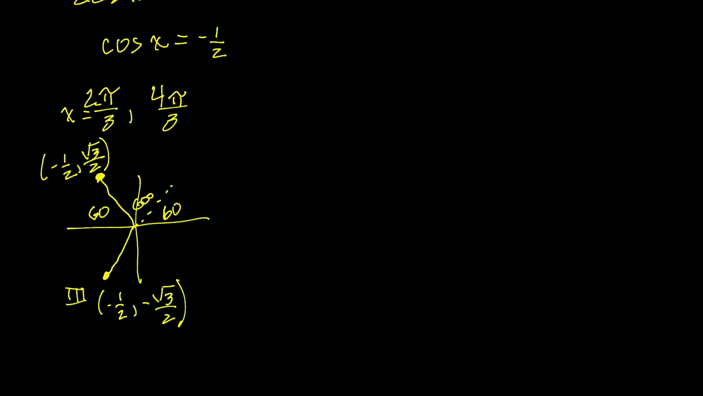This being, let me switch to red, 120 degrees is equal to 2 pi over 3. And all the way around here, I'll switch to red. All the way around to here, that's going to be 4 pi thirds, because we went 60 degrees past 180. So this would be, let's see, 180 and 60 would be 240 degrees.